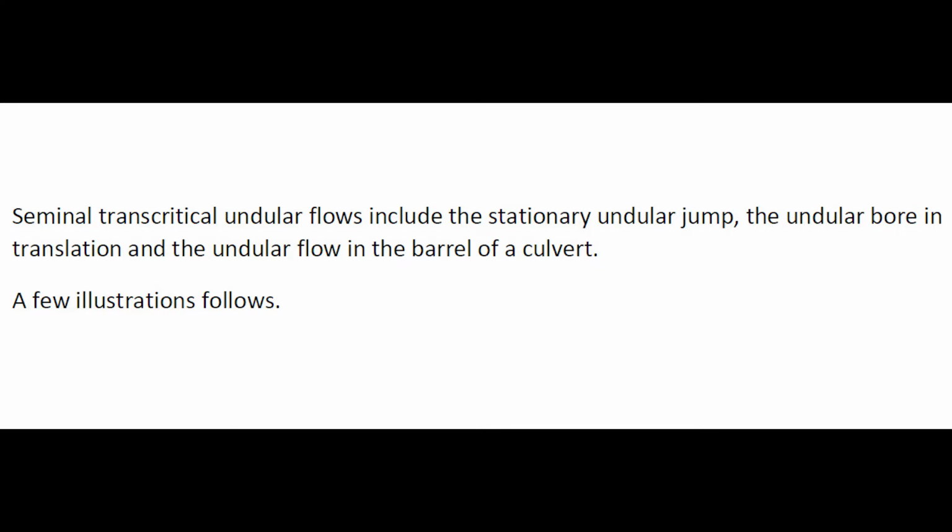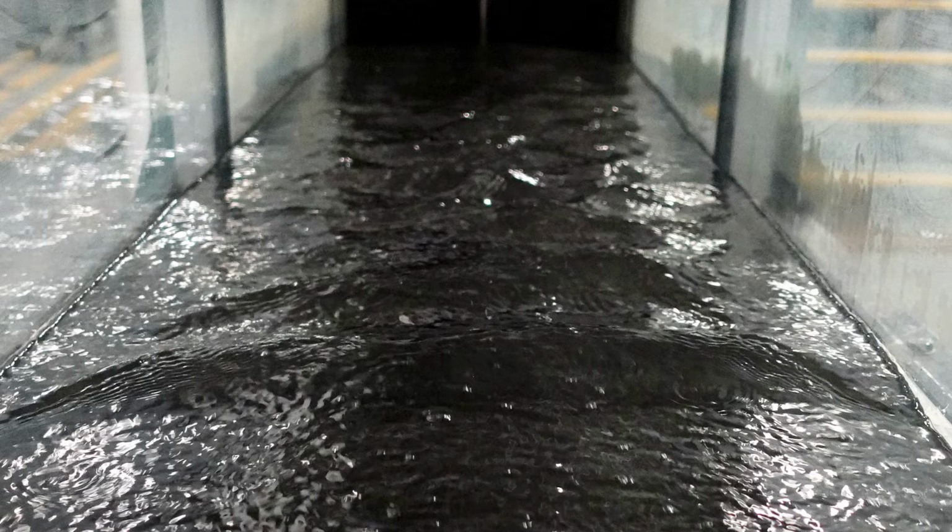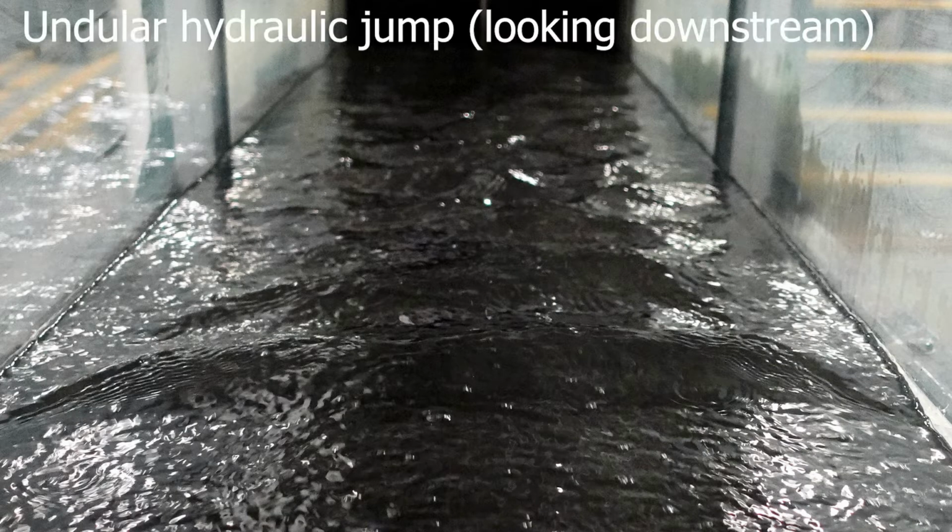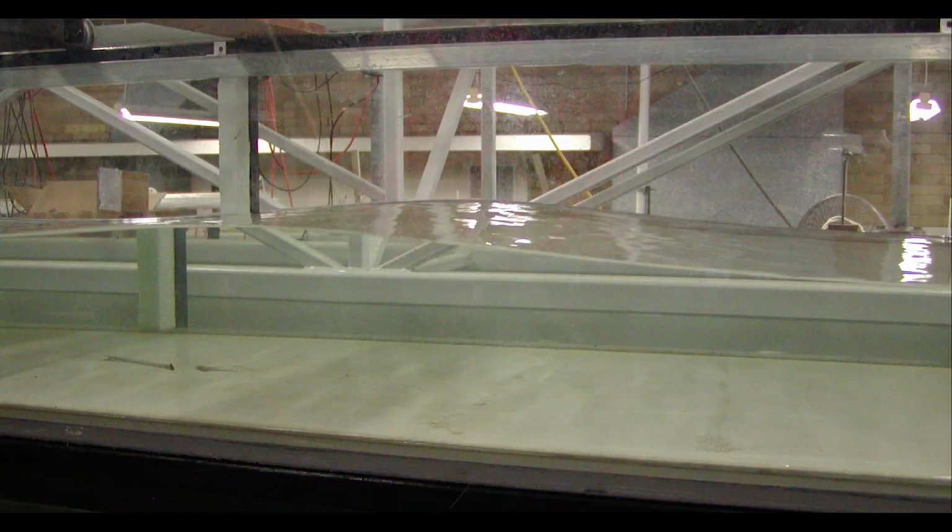Examples of transcritical undular flow include the stationary undular jump, the undular bar in translation, and the undular flow in the barrel of a culvert. A few illustrations follow. The first photograph shows a stationary undular jump in a laboratory channel, looking downstream. The next two photographs show an undular bar in translation.